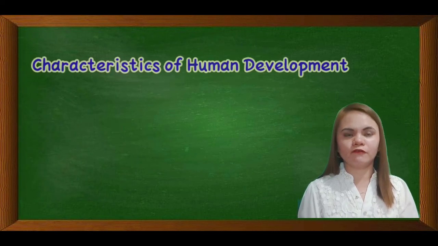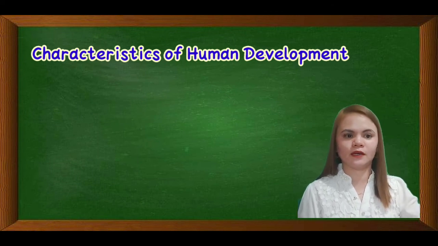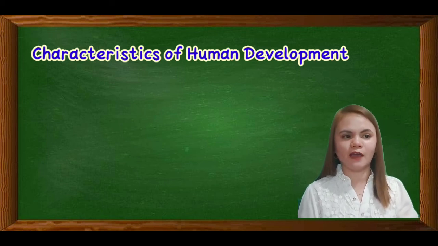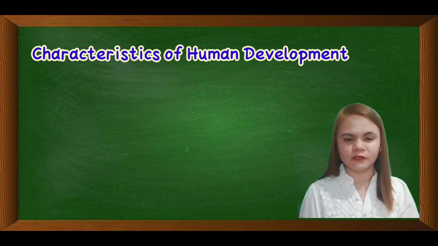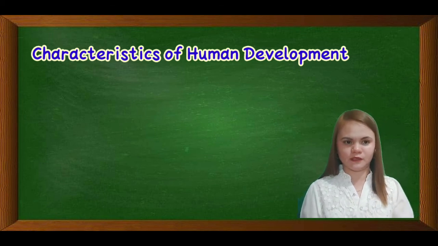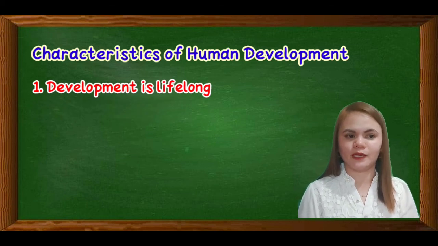There are 5 characteristics of human development. Based on Paul Baltes's concept, the lifespan of development, he named 5 important characteristics of development. Number 1, development is lifelong. It does not end in adulthood.